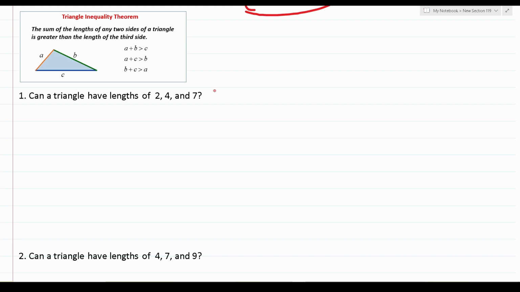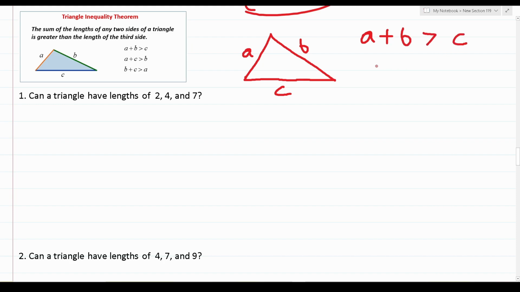And it says this: the sum of the lengths of any two sides of a triangle is greater than the length of the third side. So if I have a triangle that looks like this, for example, and I call this side length A, this side length B, and this side length C, the Triangle Inequality Theorem says this: for this to be a triangle, side length A plus side length B has to be greater than side length C.